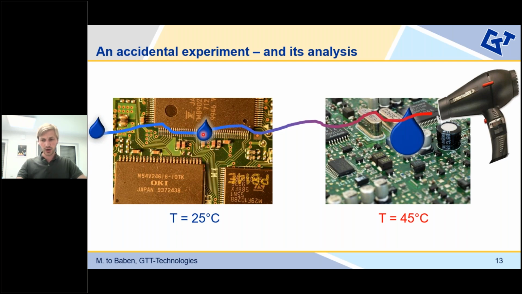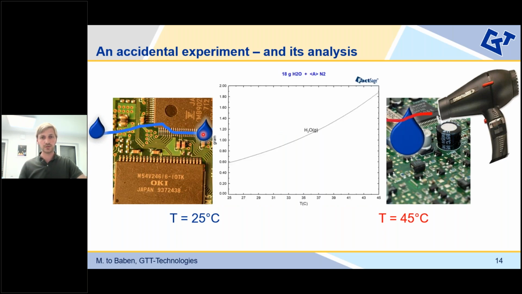And I thought, well, okay, so how do I model this? Well, it's a rather simple experiment. 80 grams of water plus some amount of nitrogen that is blown, so that I think corresponds to 10 minutes. And then I can see how much water I can take up in the gas phase.